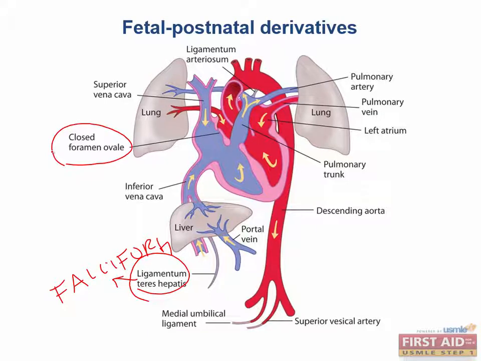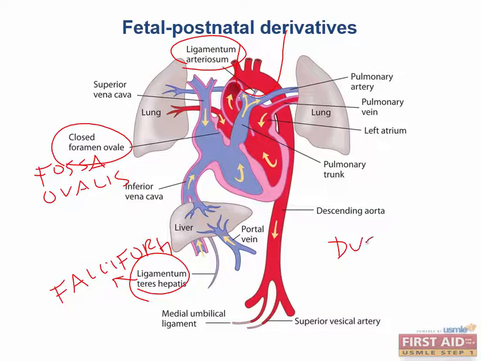The remnant of the foramen ovale, or when the foramen ovale closes off, the leftover depression in the right atrium is the fossa ovalis. The remnant of the ductus arteriosus, it's also on this image, is the ligamentum arteriosum. Remember, you would see the left recurrent laryngeal nerve looping around near the ligamentum arteriosum. That is high yield.